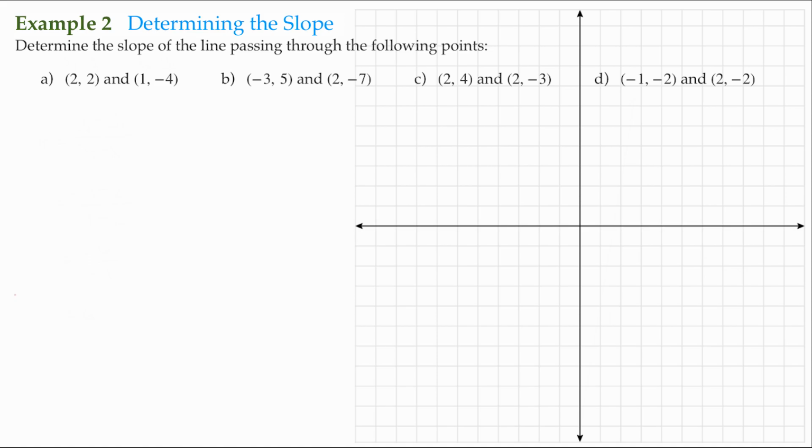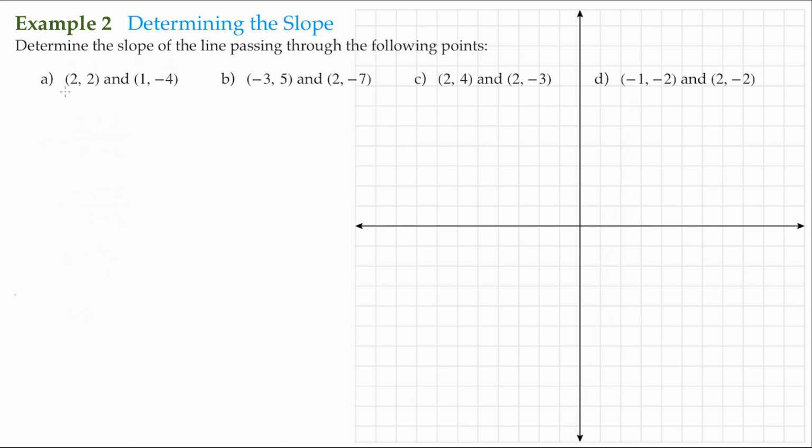So for this example, we are going to be determining a slope of a line. And the slope tells us the steepness of a line when we graph it. So I have this rectangular coordinate system here just to demonstrate something. So we have these four sets of coordinates here.